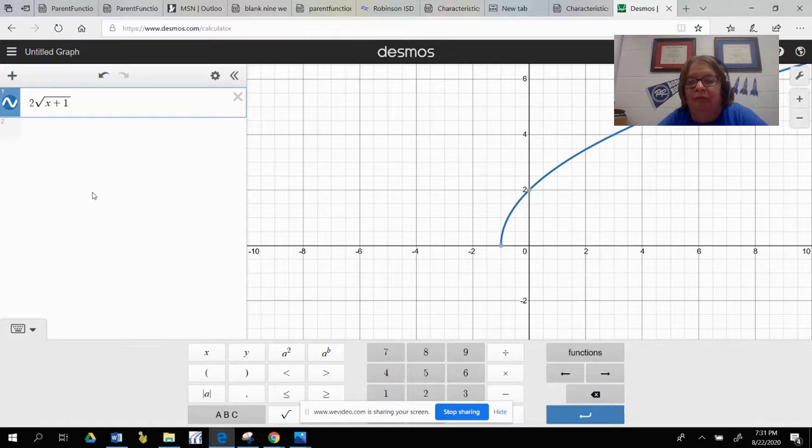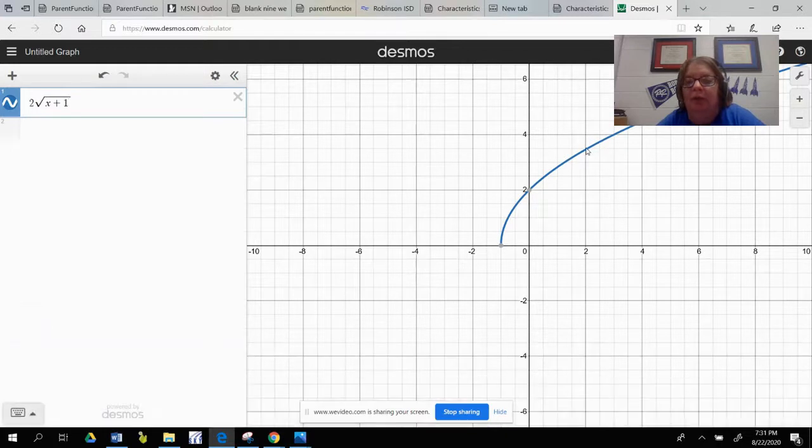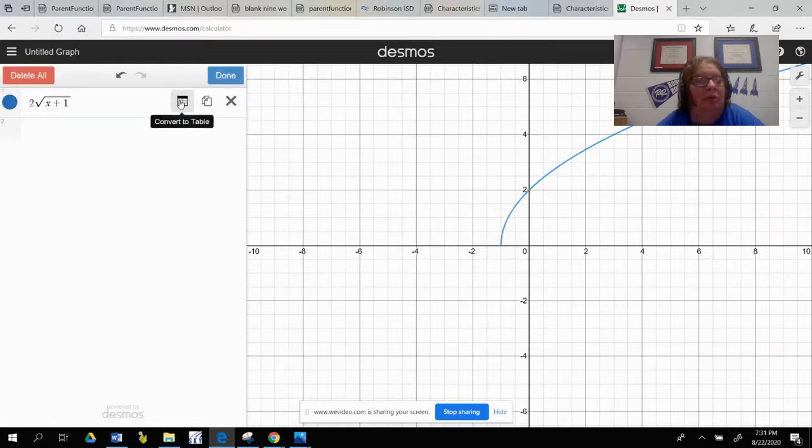There's your graph. Remember that square root function has an endpoint. This one has an endpoint. In Desmos, if you just land on a point, it'll tell you what it is. There's the endpoint. You can land on this point, you can land on that point, and it'll tell you what they are. It's pretty cool. So it has an endpoint there. We can get the table.